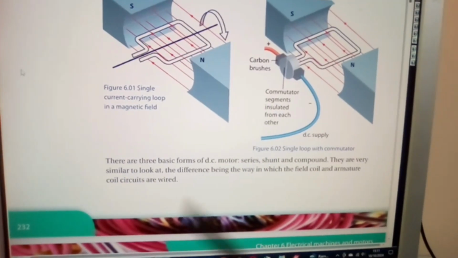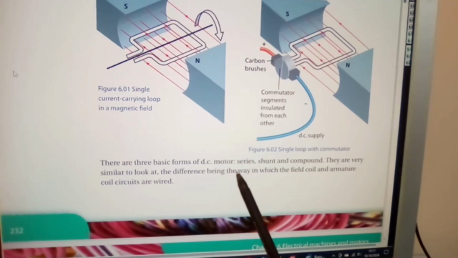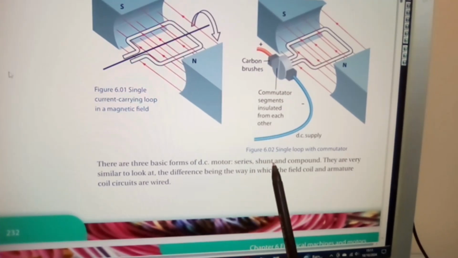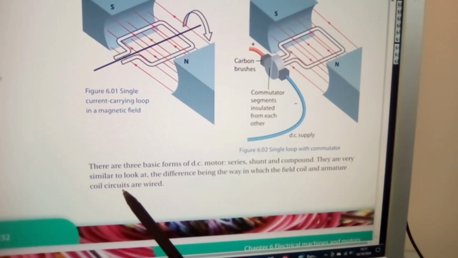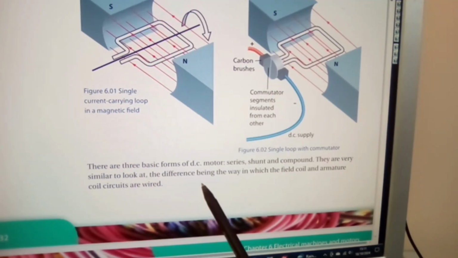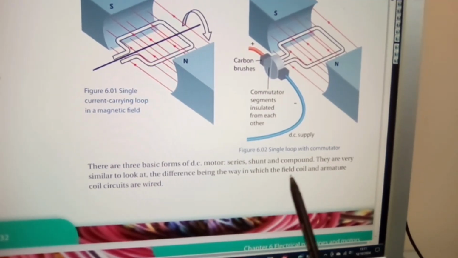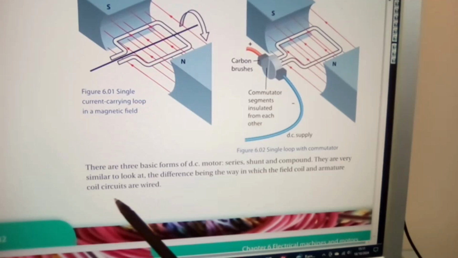There are three basic forms of DC motors: series, shunt, and compound. They are very similar to look at, the difference being the way in which the field coil and armature coil circuits are wired.